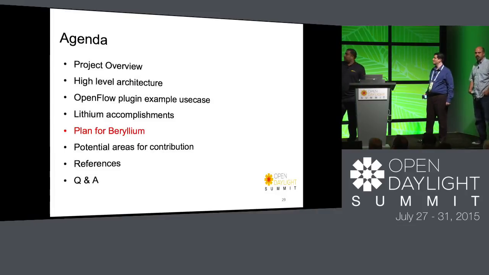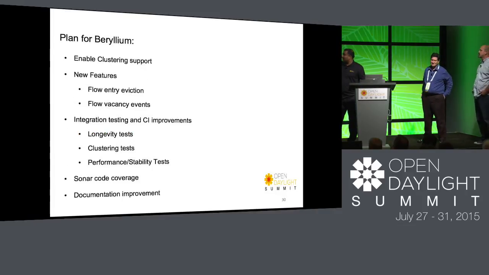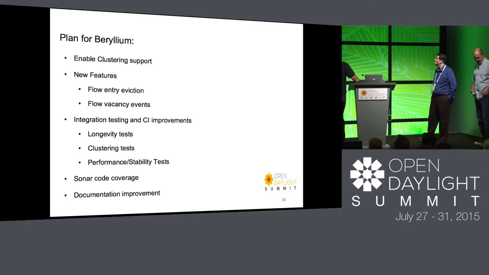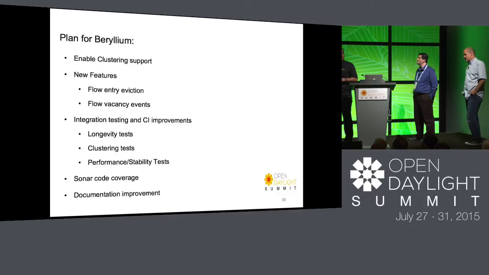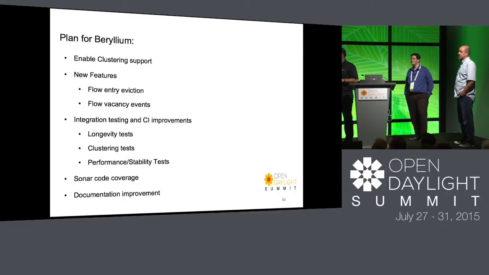So let's talk about the future. So we are planning for clustering support. This is our top priority because, you know, people say without clustering, no. So we have to go that way. These are potential items. New features, we are planning to do flow entry eviction and flow vacancy events. These are specific to 1.4, and people came up with a request to implement those things. And we have people who want to contribute that.